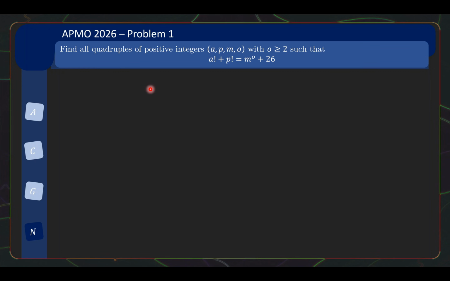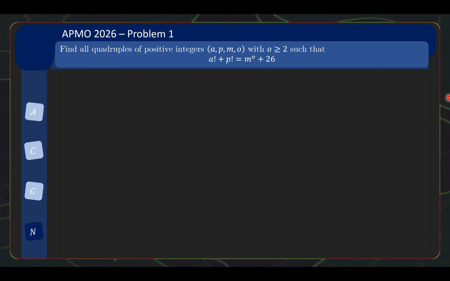Okay, so problem 1 is a number theory problem as I mentioned. The statement is short and sweet as follows. Find all quadruples of positive integers A, P, M, O with O greater than or equal to 2 such that A factorial plus P factorial equals M to the O plus 26. Okay, so a very cute looking problem, very creative that they managed to use APMO in this very interesting looking equation. So let us try and solve the problem.